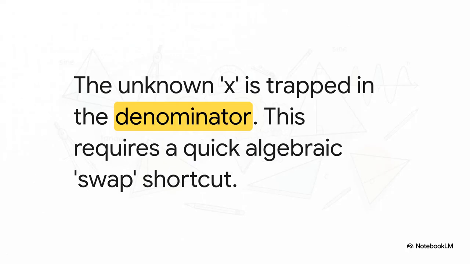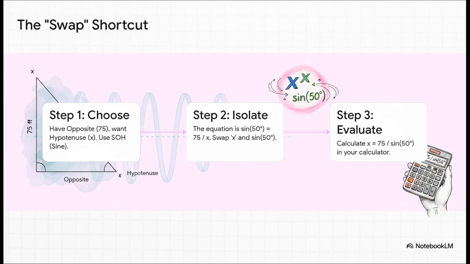But what if x isn't on top? What happens when it's trapped down there in the denominator? Kind of like it's in the basement of the fraction. Well, that's our second scenario. It looks a little scarier, but there's an awesome shortcut. Let's take a look. Here we have the opposite side, 75 feet, and we want the hypotenuse, x. Opposite and hypotenuse, that's SOH, so we use sine. We set it up, sine of 50 degrees equals 75 divided by x.